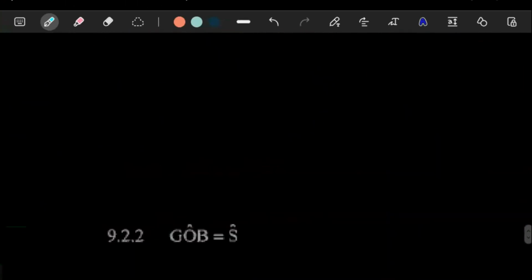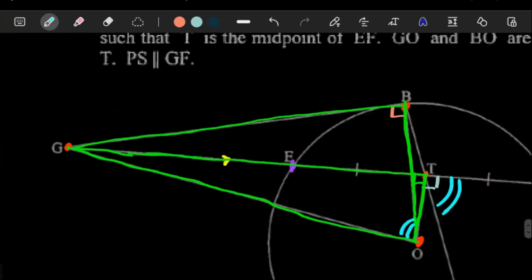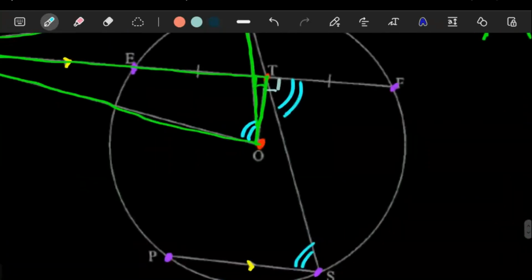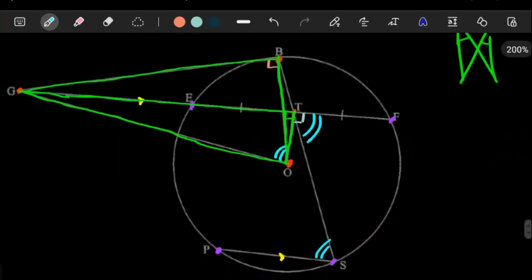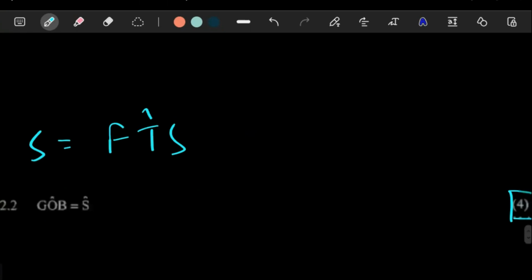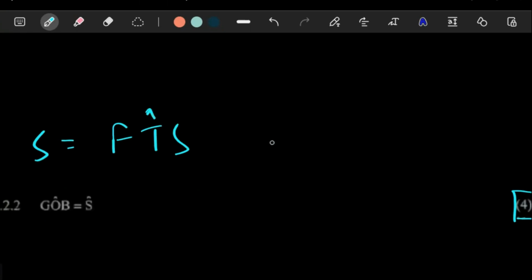Let's go back. GOB. Prove that it is equal to angle S. Well, without wasting any time, let's just write out what we have so far, like the fact that S is equal to FTS. The reason for that is alternating angles.